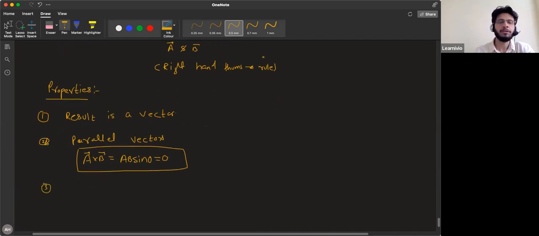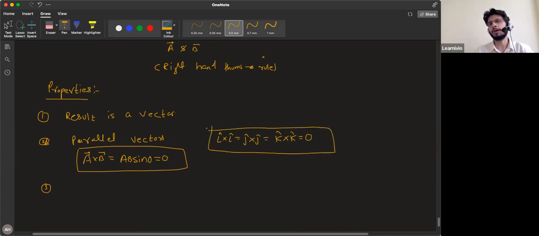Third thing, if you take the cross product of I cap and I cap, or the cross product of J cap and J cap, or the cross product of K cap and K cap, they all come out to be 0. So I cross I, J cross J, K cross K, everything comes out to be 0. That's for the parallel.